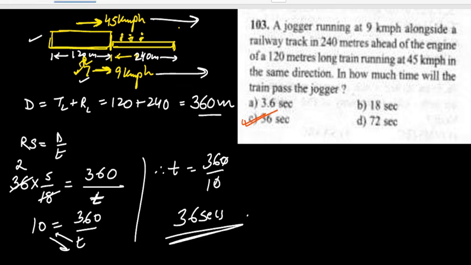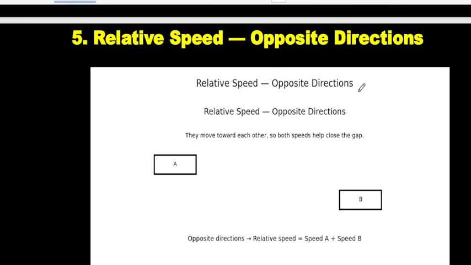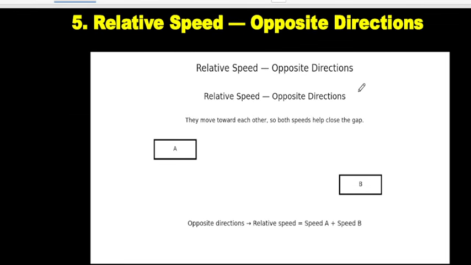Okay, perfect. So the next topic would be opposite direction. As I mentioned before, you will notice that this particular object is moving this side and this other particular object is moving which side? This side. So always remember, when both the objects are moving in opposite direction, see, opposite, right?